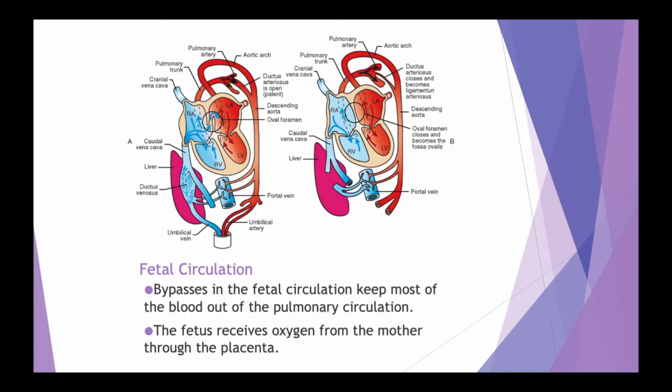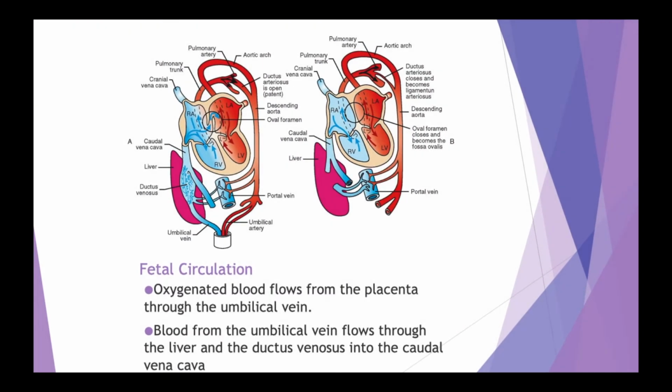Fetal circulation is underdeveloped, and there are bypasses in the fetal circulation that keep most of the blood out of the pulmonary circulation because they don't have fully developed lungs yet, which oxygenate the blood. The fetus receives oxygen from the mother through the placenta. Oxygenated blood flows from the placenta through the umbilical vein, and the blood from the umbilical vein flows through the liver and the ductus venosus into the caudal vena cava for recirculation.